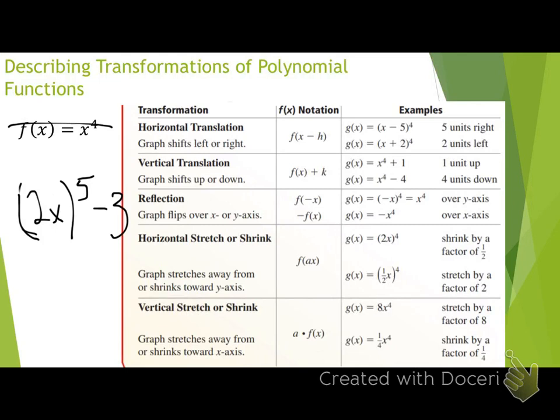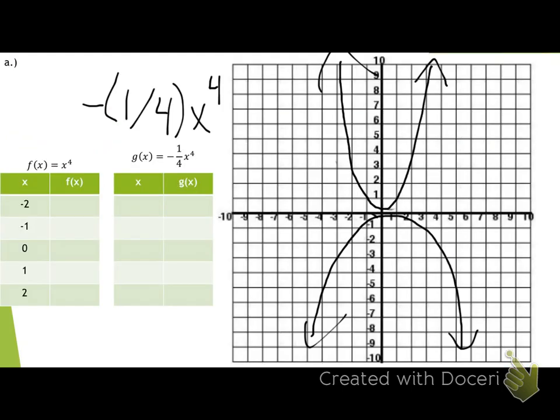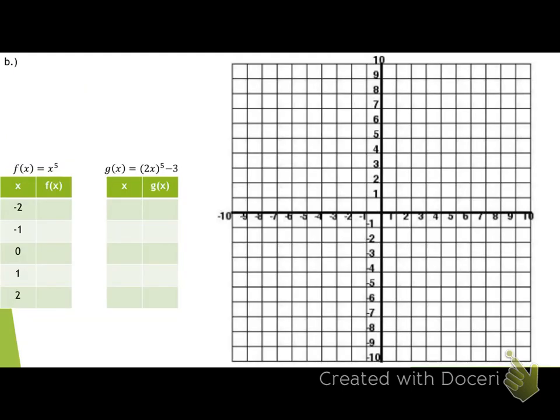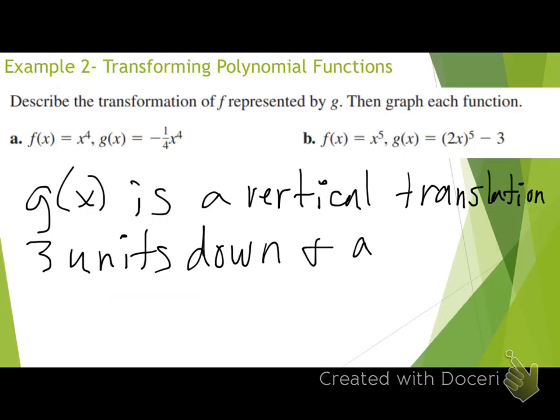Okay. Am I multiplying x by anything inside the parentheses? By 2, right? So this is going to be a horizontal stretch or shrink. Remember, horizontal stretches and shrinks are by a factor of 1 over a. So what's my a value here? 2. So 1 over 2 would give me 1/2. So this is going to be a horizontal shrink by a factor of 1/2. So you just put the 1 over whatever number is in there? Yes.